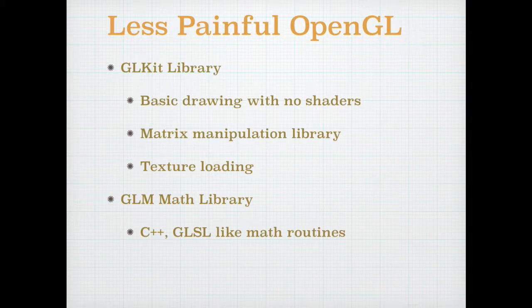With GLKit, you don't have to write your own shaders. It's got built-in rendering for you. It also has matrix manipulation routines, so you can do matrix math, and they're actually accelerated. They use the SIMD routines to do things very quickly on Neon processors. And it takes care of loading textures. I haven't talked about textures yet, but anytime you want to use an image in any of these things, it always adds another little bit of complexity.